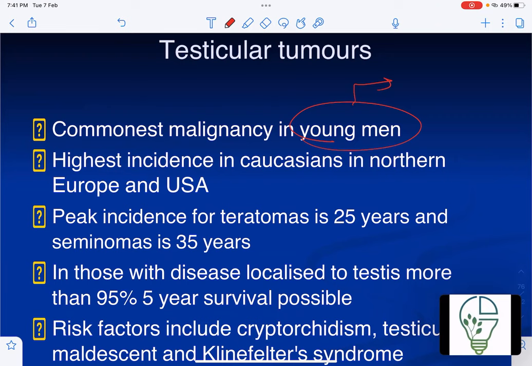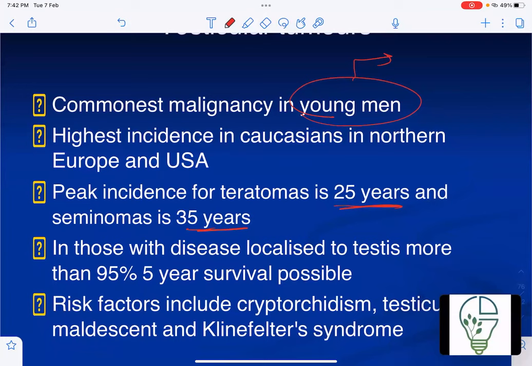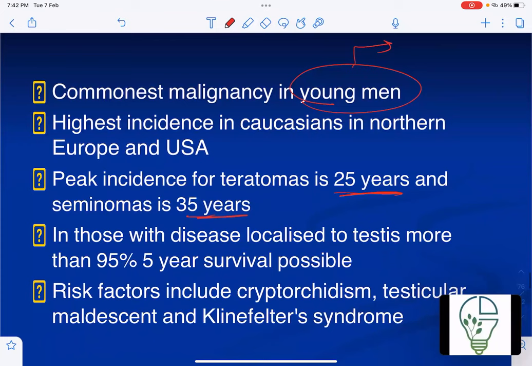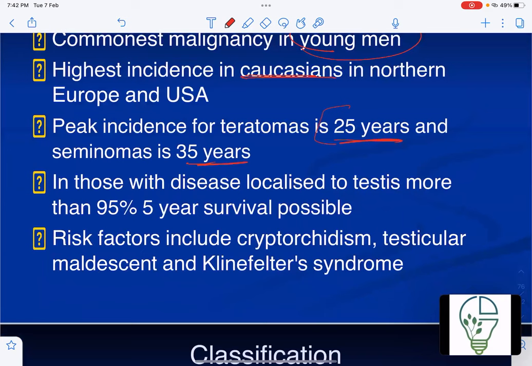There's actually a screening program where young men are advised and advocated to palpate their testes and make sure that there are no changes or pain. The most common presentation is a hard, immobile testis. The patients are advocated to screen themselves, even though it's not really diagnostic, just as a precaution. The highest incidence is in the Caucasian population, and the peak incidence is 25 to 35 years.